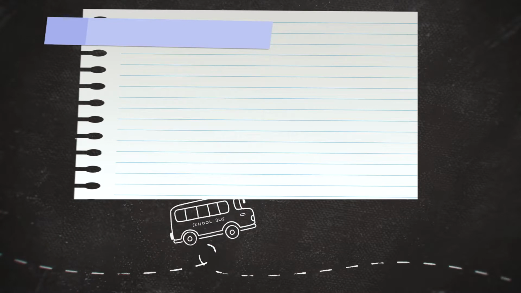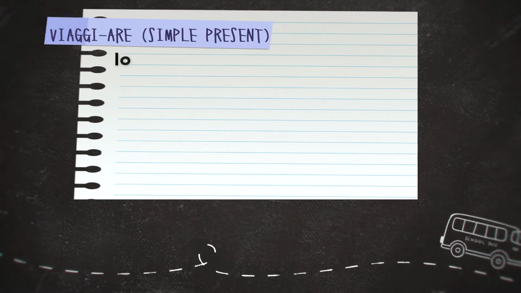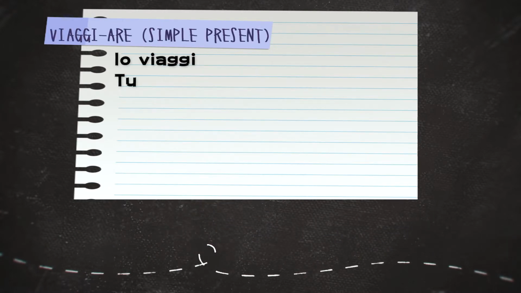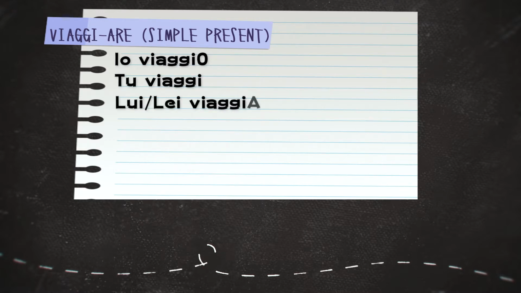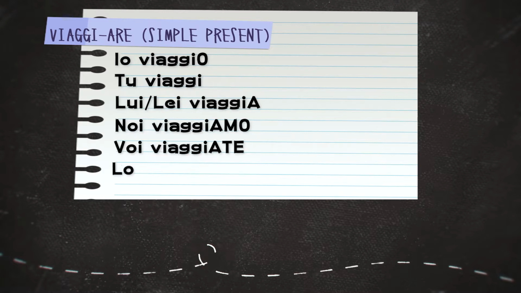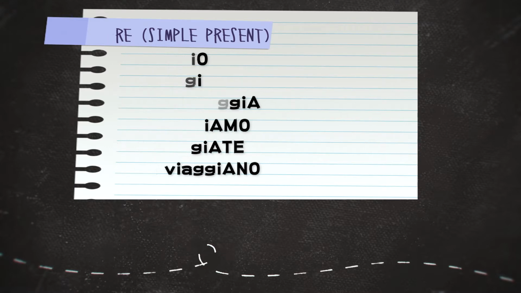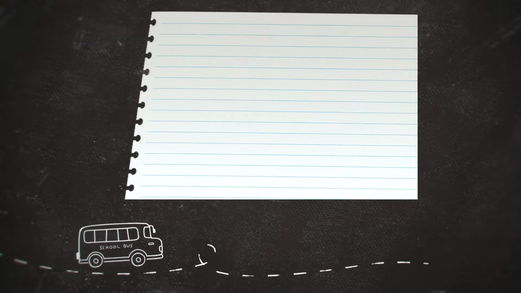Are, first conjugation. First, let's conjugate in simple present. Io viaggio, I travel. Tu viaggi, you travel. Lui, lei viaggia. He, she, it travels. Noi viaggiamo, we travel. Voi viaggiate, you travel. Loro viaggiano, they travel. Then conjugation for simple past.